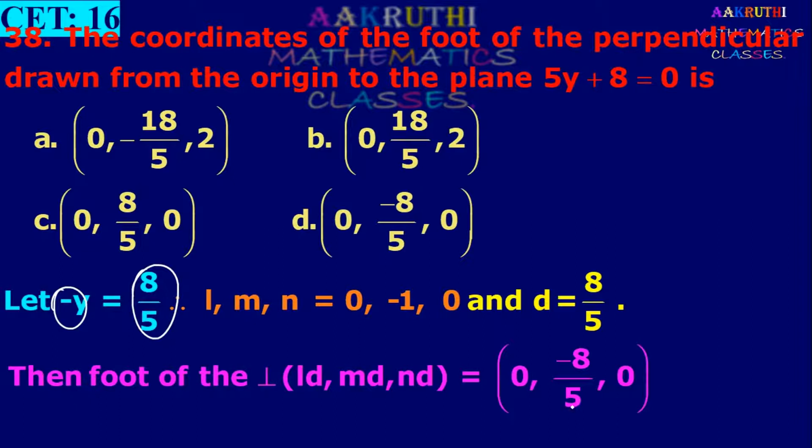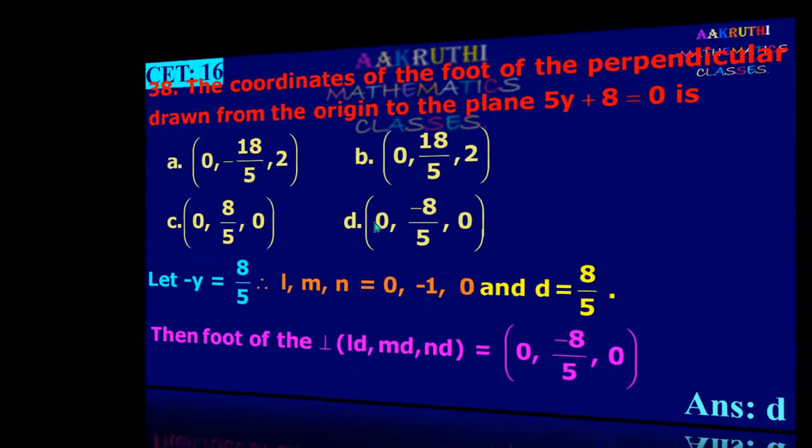Therefore the correct option is option D, which is 0, minus 8 by 5, 0. Or we can substitute all these points in the given equation and verify which point satisfies the condition. Here only option D satisfies this condition. Therefore the correct option is option D.